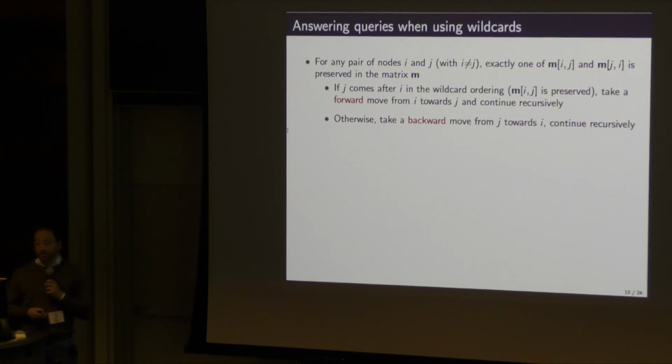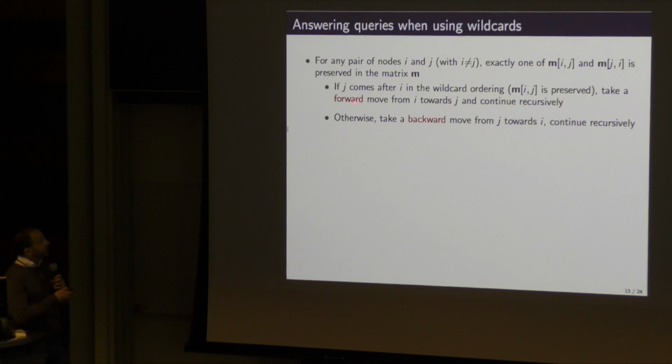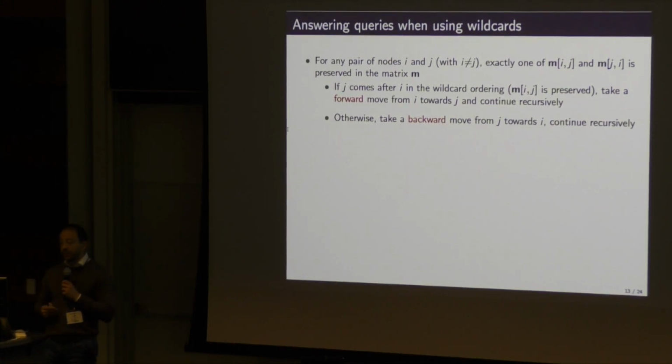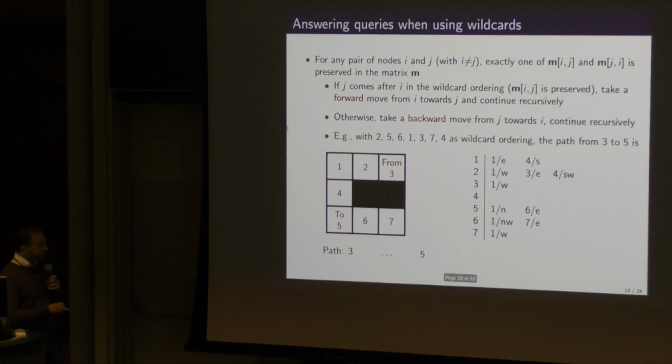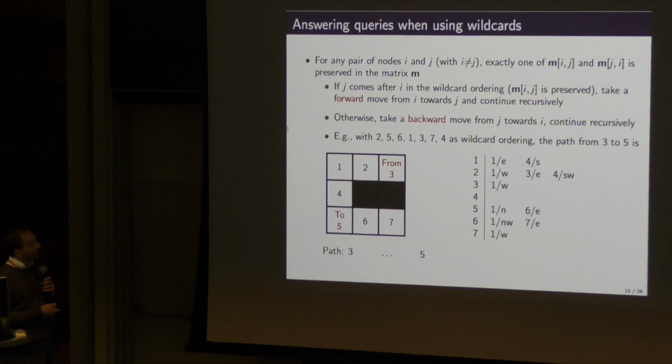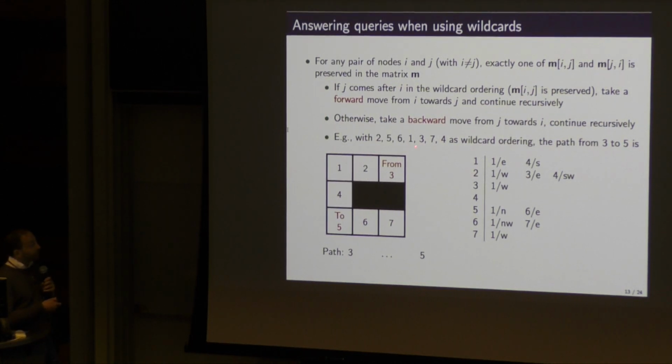The procedure answering queries is the following. If j comes after i in the YCard ordering, take a forward move from i towards j and continue recursively. Otherwise, take a backward move from j towards i and continue recursively again. So for instance, consider the path from 3 to 5. 5 comes before 3 in the YCard ordering, so we take a backward move from 5 to 3.